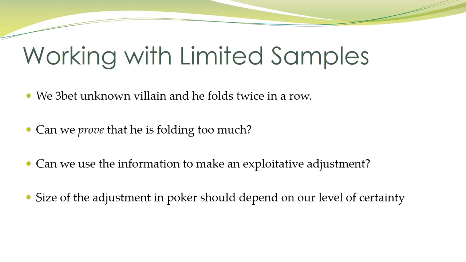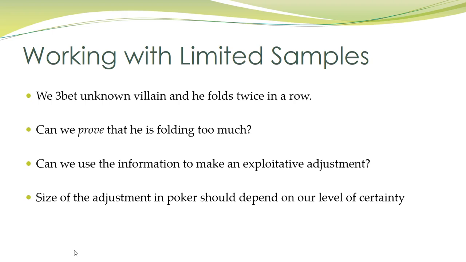Eventually it's going to get to a point where you do have a pretty big sample and it's obvious the guy's folding way too much, at which point you can push your exploit all the way out there. You can literally be 3-betting the 7 deuce offsuit if it's appropriate because you know villain's going to be folding too much to your 3-bets. So the mistake here is not using information we have on our opponents just because the sample size is limited. You should absolutely use small amounts of data to make exploitative decisions, but the size of the adjustment will be related to the sample size and it's going to depend on our level of certainty as a result of that sample size.